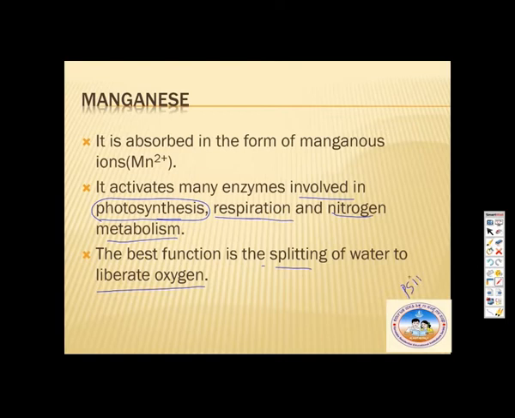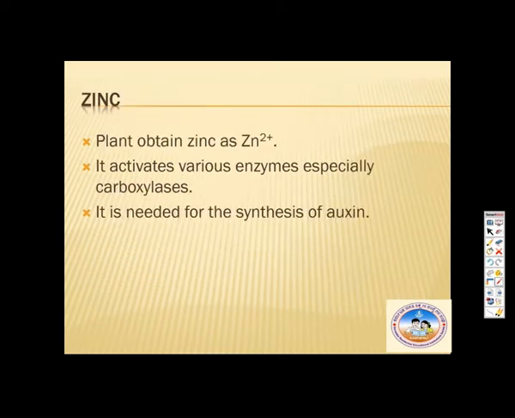Okay, so oxygen we have already learned about. It plays a very important role in what? Plant growth promoters. Plants obtain zinc in the form of the zinc divalent ion. It activates various enzymes, especially carboxylases, and is needed for the synthesis of auxin.